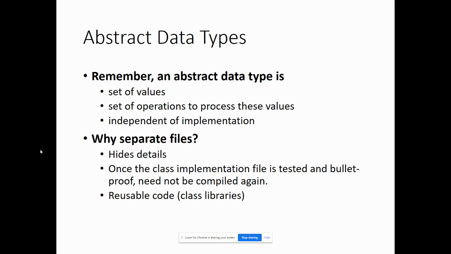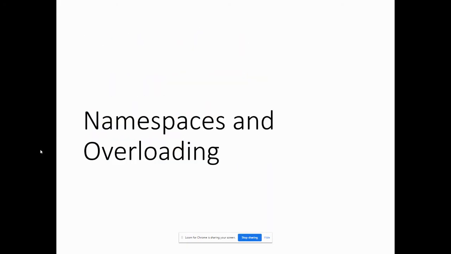So, abstract data type is a set of values and operations that we can use to process those values, and it's independent of the implementation. Separate files are good because they hide the details. Once the implementation file is tested and bulletproof, you don't need to compile it again, and this allows us to make reusable code or class libraries.